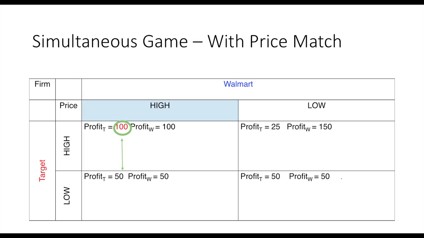For Target, their best option when Walmart goes high is to also go high, as their profit would be 100, which is greater than 50. However, their best option when Walmart goes low is for Target to go low, as their profit would be 50, which is better than 25.